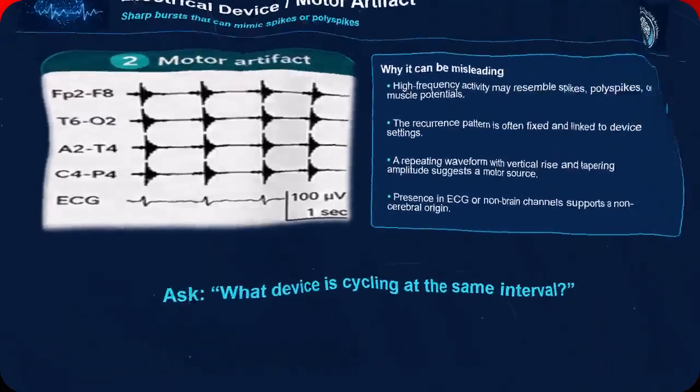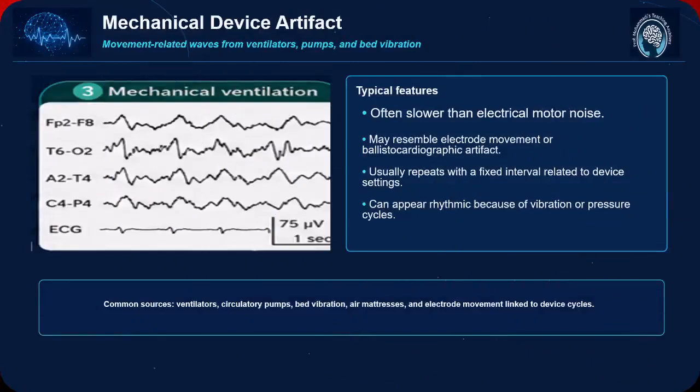Next slide, please. Mechanical device artifact is usually caused by movement transmitted to the patient, bed, electrodes, or leads. Ventilators, circulatory pumps, vibrating beds, and air mattresses are common sources. Compared with electrical motor artifact, mechanical artifact often contains slower components and may appear as rhythmic waves or mixed frequency complexes. The pattern may resemble electrode movement or other physiological artifacts, but its fixed repetition interval often gives it away. If the artifact coincides with ventilator breaths, pump cycles, or bed vibration, the environmental source becomes much more likely. Next slide, please.